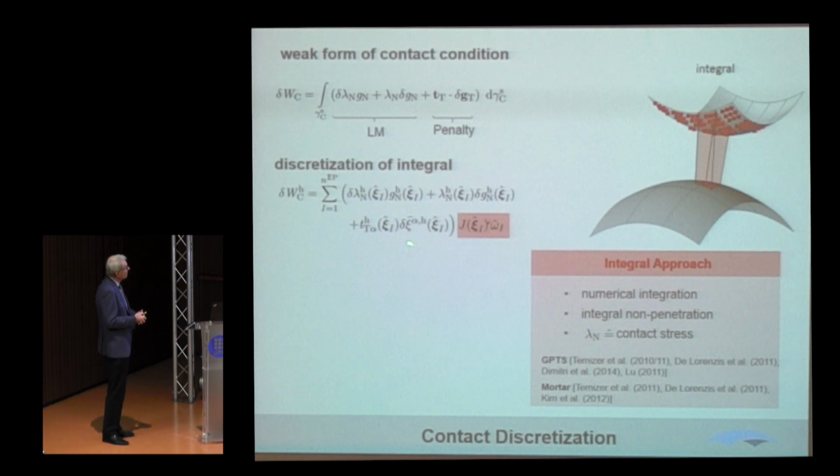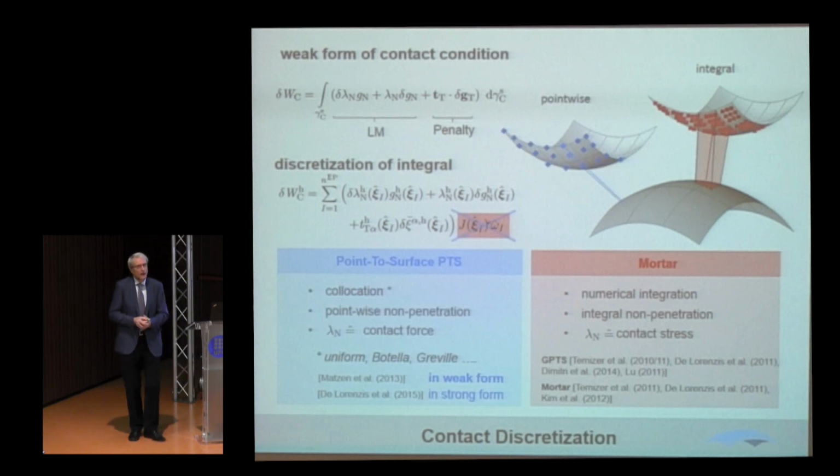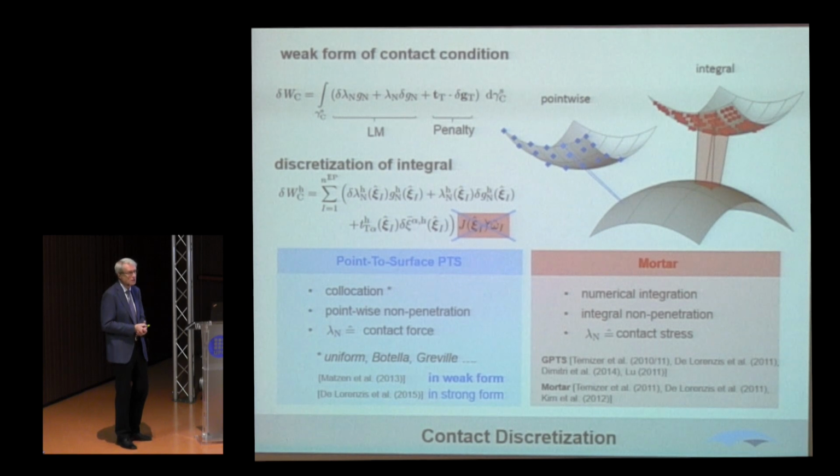And in this case, of course, you include this part here in the discretized integral, as you can see here, in the usual fashion. On the other hand, you can come now to the collocation method. And you are talking about a pointwise projection from slave to master.